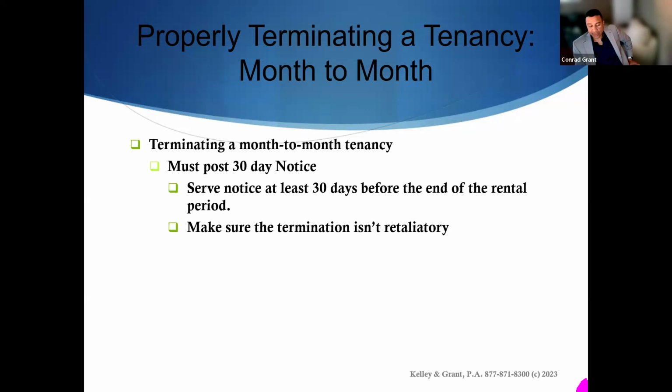It's not a written lease. The second method is a lease expires. It's a 12-month lease, the lease expires, month 13, landlord accepts rent, and he keeps accepting rent, but he never signs a new lease. You have a month-to-month tenancy at that point. So the first thing you have to do to terminate those is to serve a 30-day notice. It used to be only 15 days. 30 days is better.